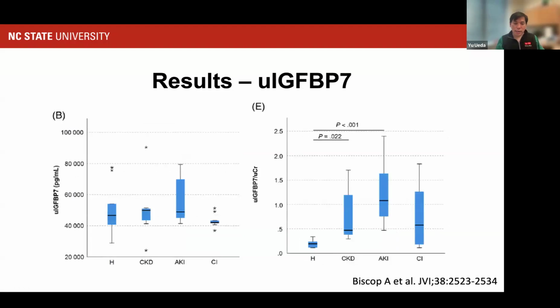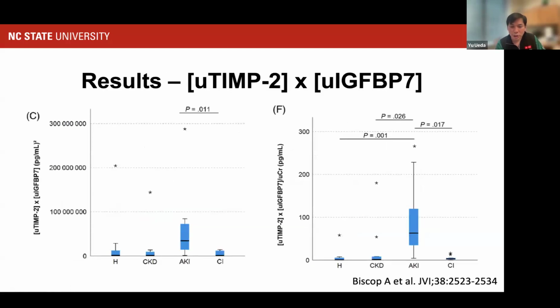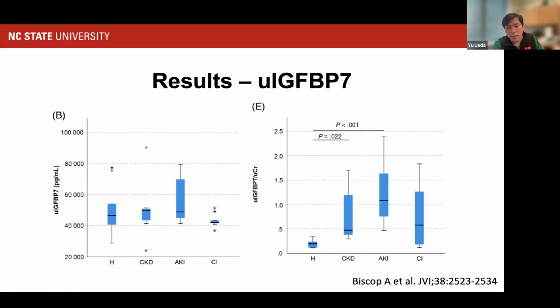Looking at urinary IGFBP7, the raw data was not significantly different among the four groups of patients: healthy, CKD, AKI, and critically ill were not statistically different. If IGFBP7 is normalized to urinary creatinine, the AKI group had a significantly higher IGFBP7 concentration compared to the healthy group.